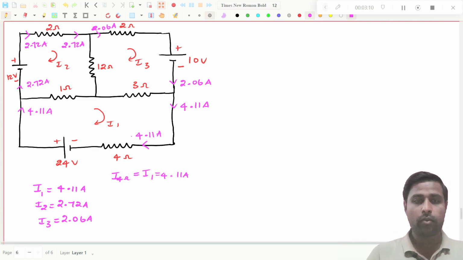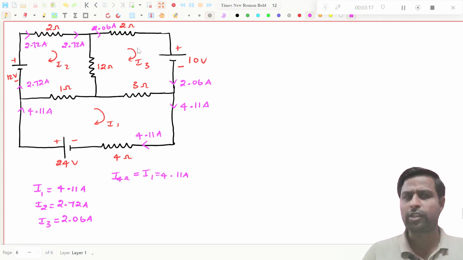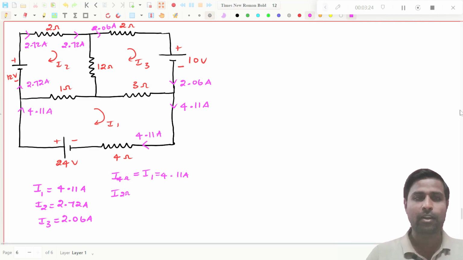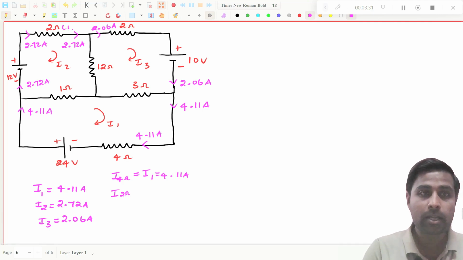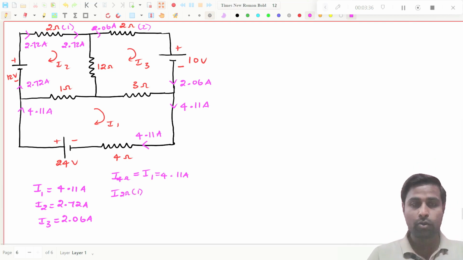Now I have to go to this 2 ohms resistor. See, this 2 ohms resistor is only connected in the second loop. It is not related to the third loop, as well as it is not related to the first loop. There are two 2 ohms resistors, so you don't need to get confused. I will put this as the first and this as the second. So I through the first 2 ohms is connected only in the second loop, so that will be equal to I2, which is 2.72 amperes.